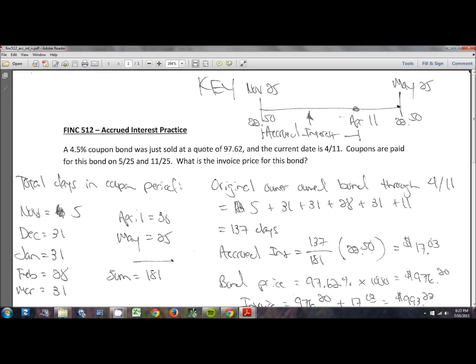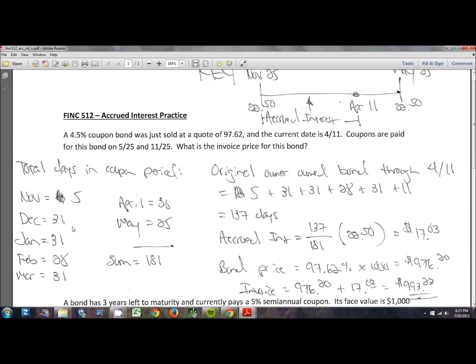Well, you need to figure out how many days did you hold this bond in the given coupon payment period. So since it's April 11th, as this timeline up here shows, the coupon payment period that you're in right now is November 25 to May 25. So you held it from November 25 all the way to April 11th. So you're owed the accrued interest for this period of time. So how many days was that exactly?